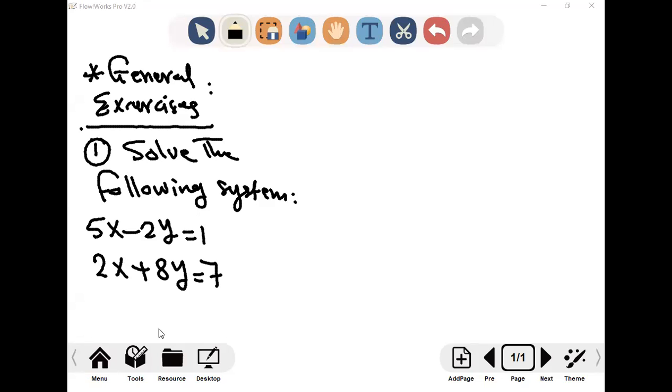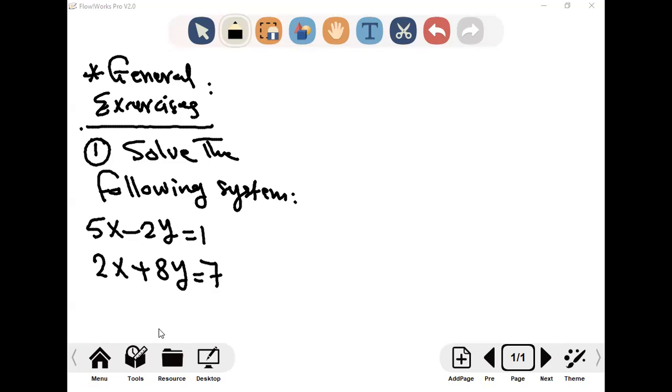Now, here I didn't tell you which way you need to use, right? So here you need to choose which way you will use. You can use substitution or elimination. We have two ways. You can choose one of them. So I will eliminate. I will use elimination. Okay. Why will I use elimination? It's easier than substitution.